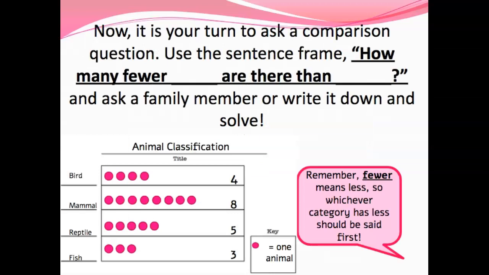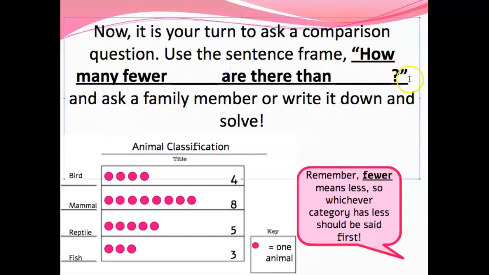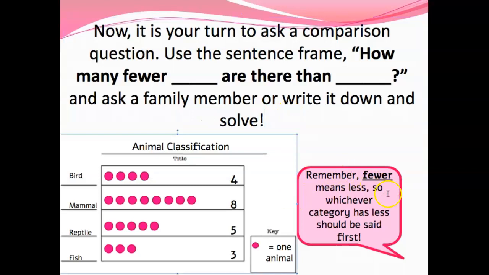Okay, now it's your turn to ask a comparison question. Use the sentence frame, how many fewer blank are there than blank? So this is the sentence I really want you to focus on. How many fewer blank are there than blank? Ask a family member or write it down and then solve it on your own.